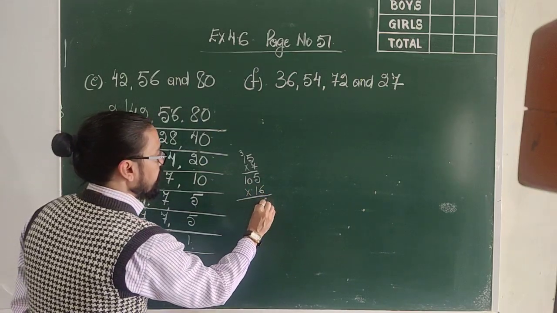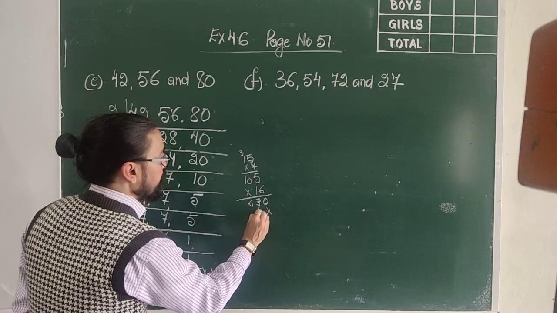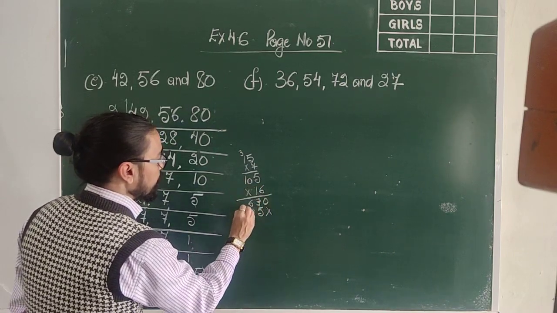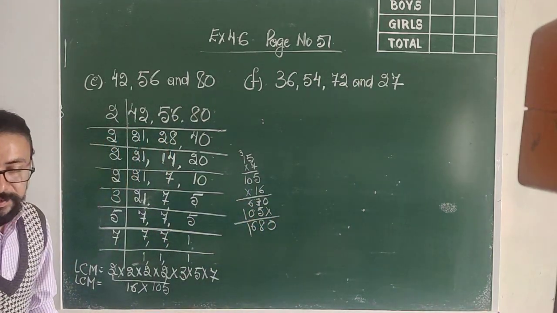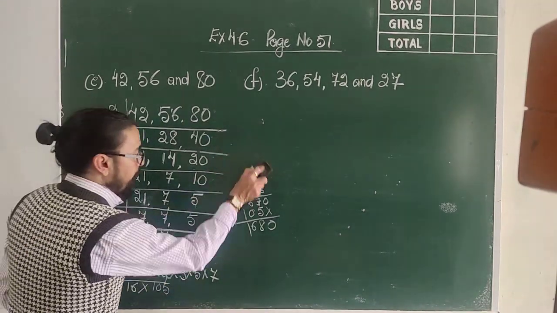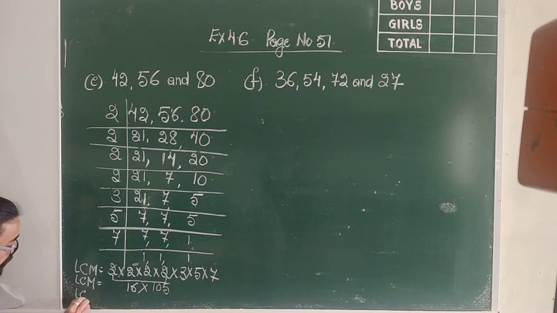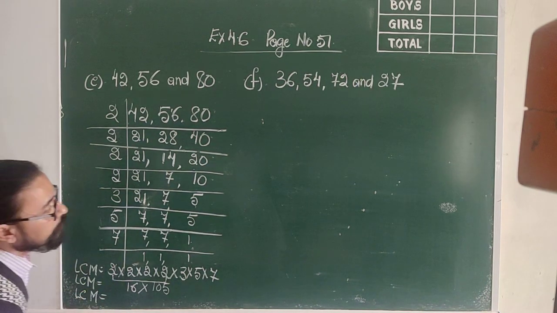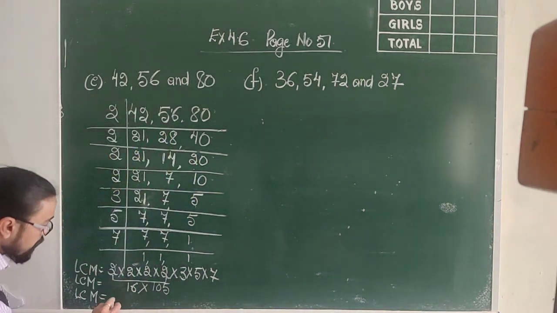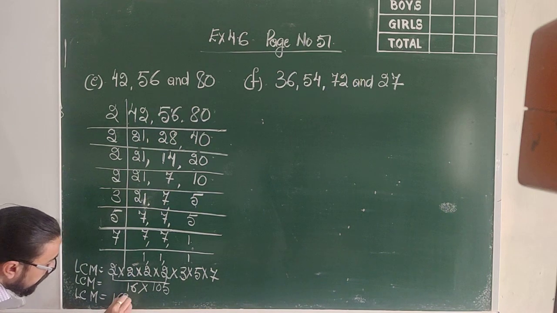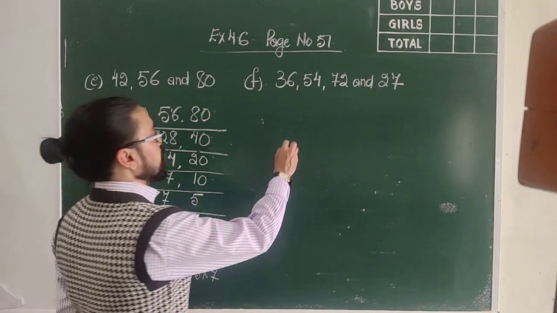6 fives are 30, 3 comes down. 6 ones are 6. Cross, 1 fives are 5, 1 zeros are 0, 1 ones are 1. What's my answer? 3 and 5, 8. 6, 1, 1, 6, 8, 0. This is how you also have to do rough work when you are doing your sums for the assessment. So, what was my answer? 1680. That's my LCM. 1680 is my LCM.